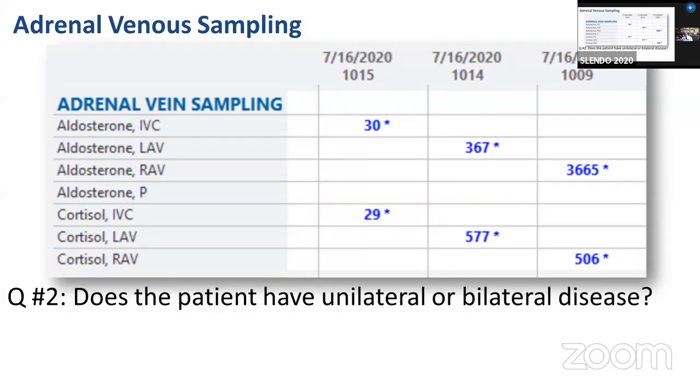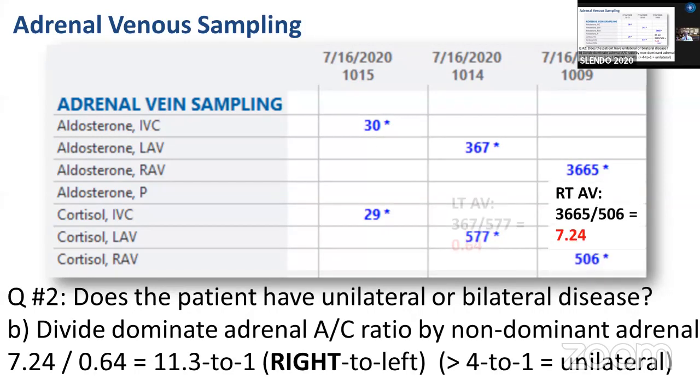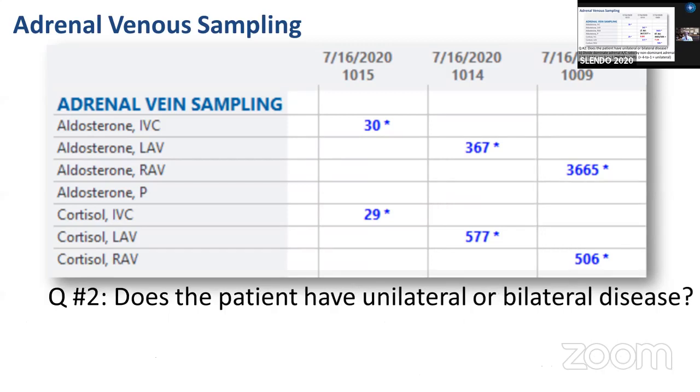Does the patient have unilateral or bilateral disease? Well, you divide that high side by the low side. If it's greater than 4 to 1, the patient has unilateral disease. He's 11.3 to 1. So he has a right-sided aldosterone producing adenoma. Which side is making a little bit of autonomous cortisol? I don't know.